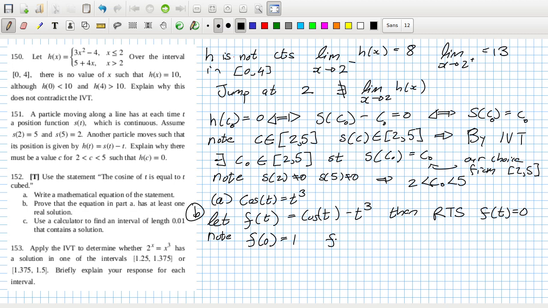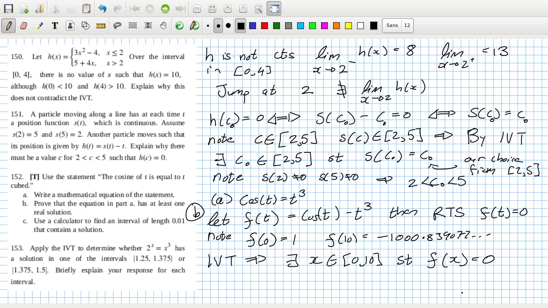And then f of 10. Let's get my calculator out here. Cos 10 minus 10 cubed. That's roughly minus 1,000. So the IVT means that there exists an x in 0 to 10 such that f of x can equal a number of our choice from 1 to minus 1,000.